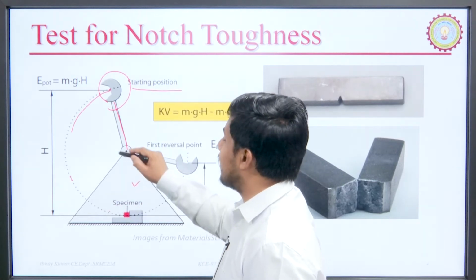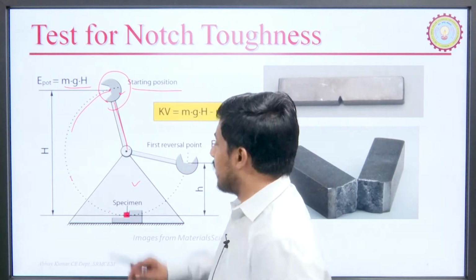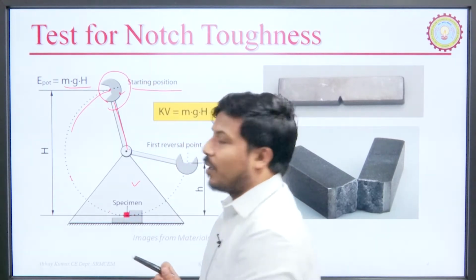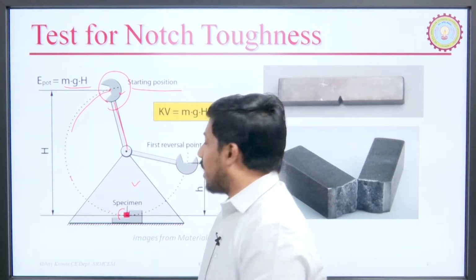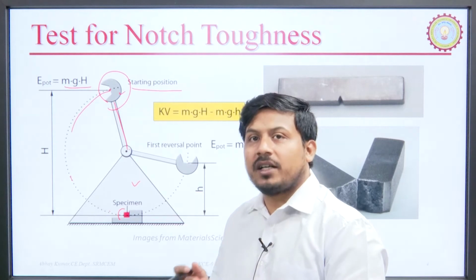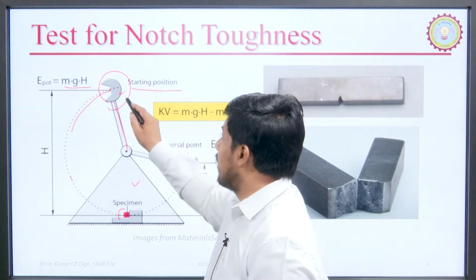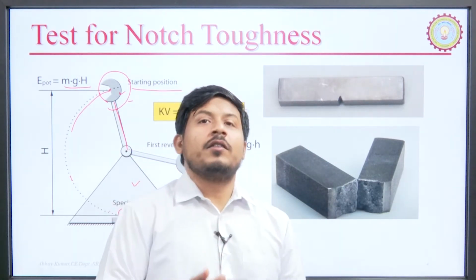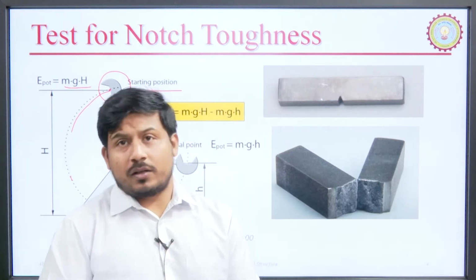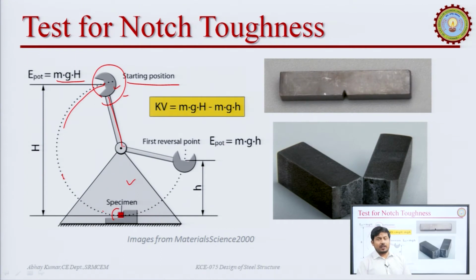While following this trajectory, the hammer converts its potential energy into kinetic energy. At this very point, the hammer strikes the specimen and transfers its kinetic energy to the material, and this transfer of the force will be in the nature of impact. There will be an impact on this very point. Okay.